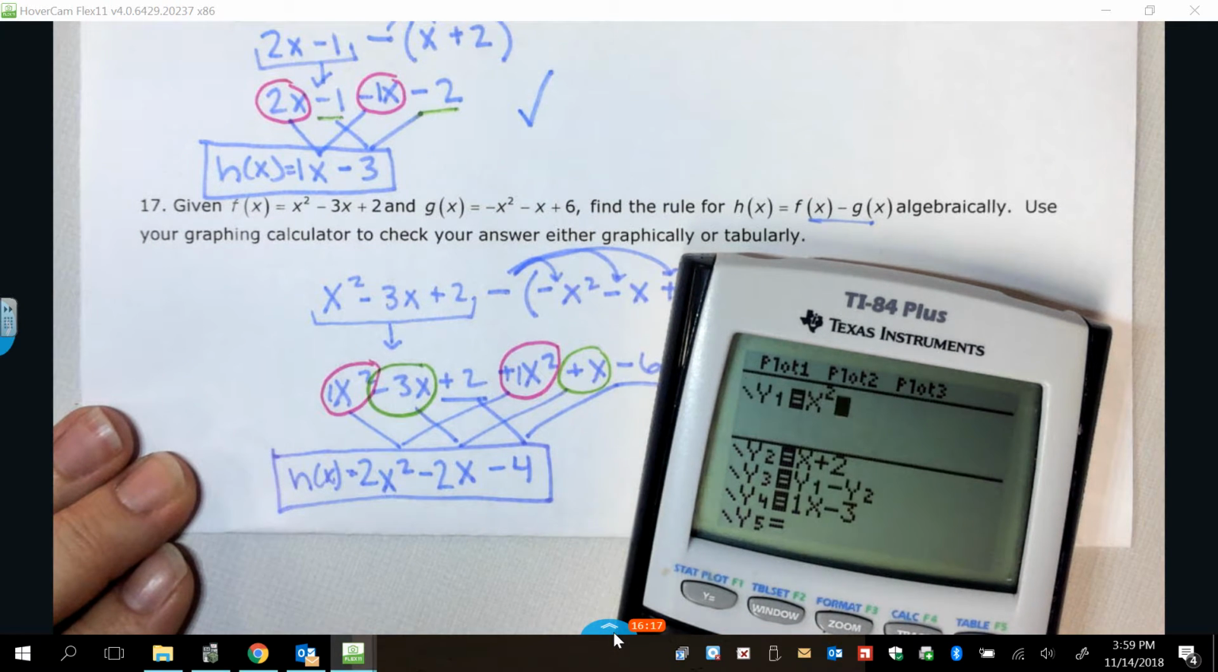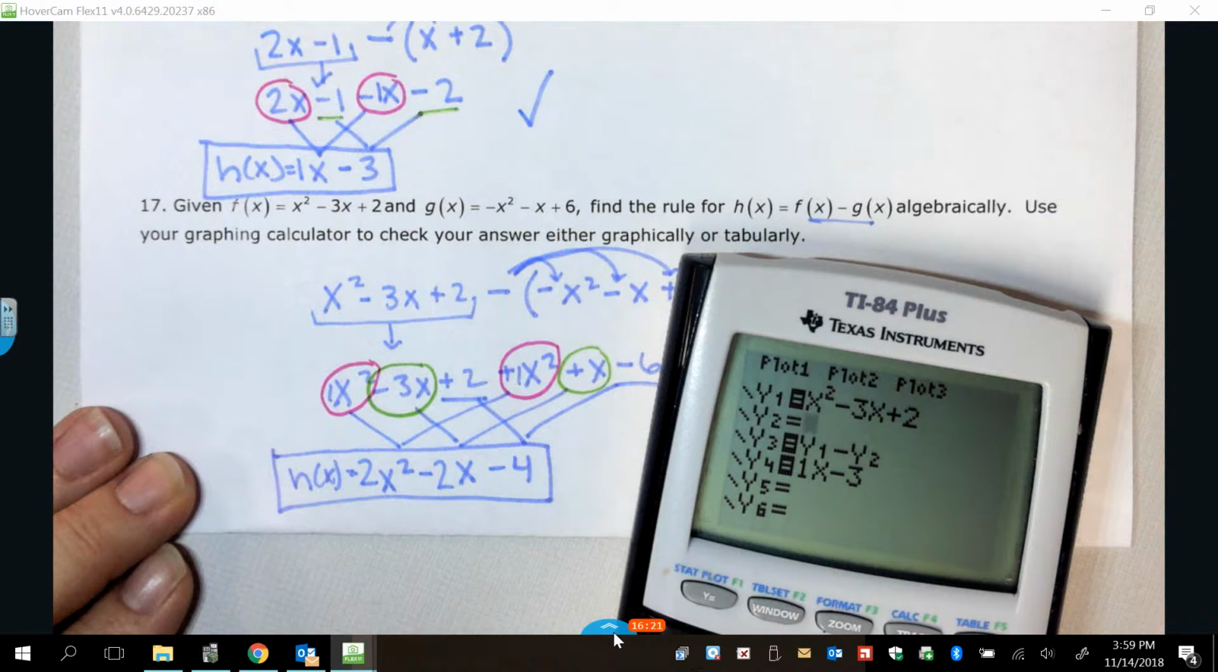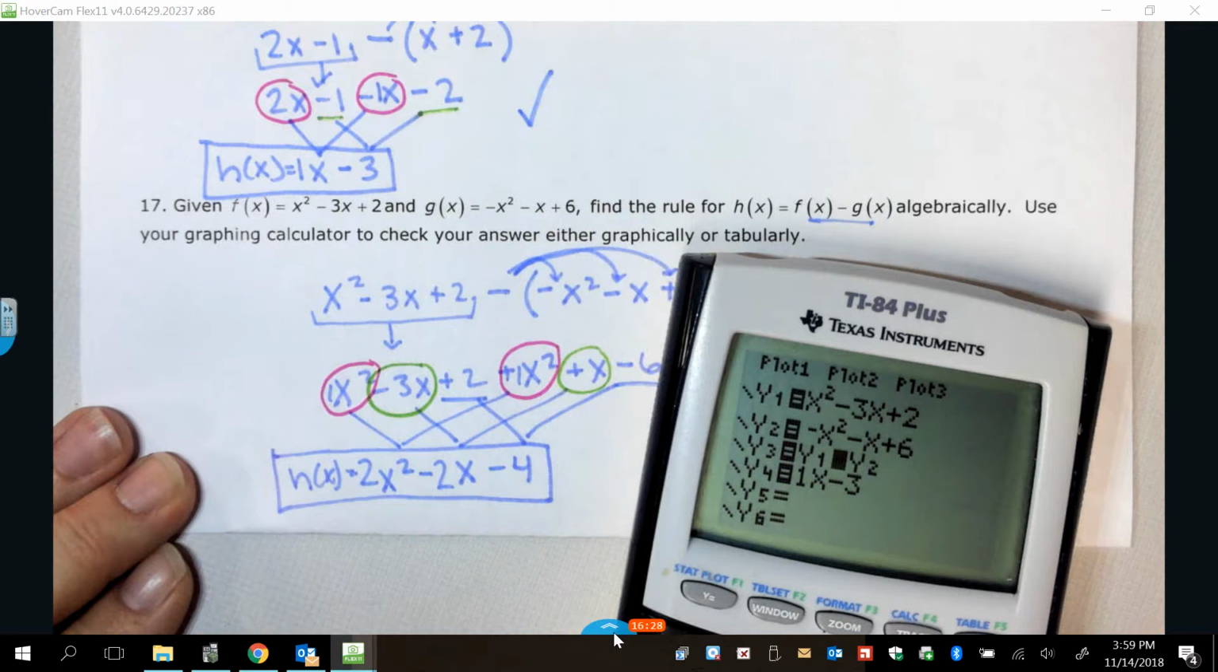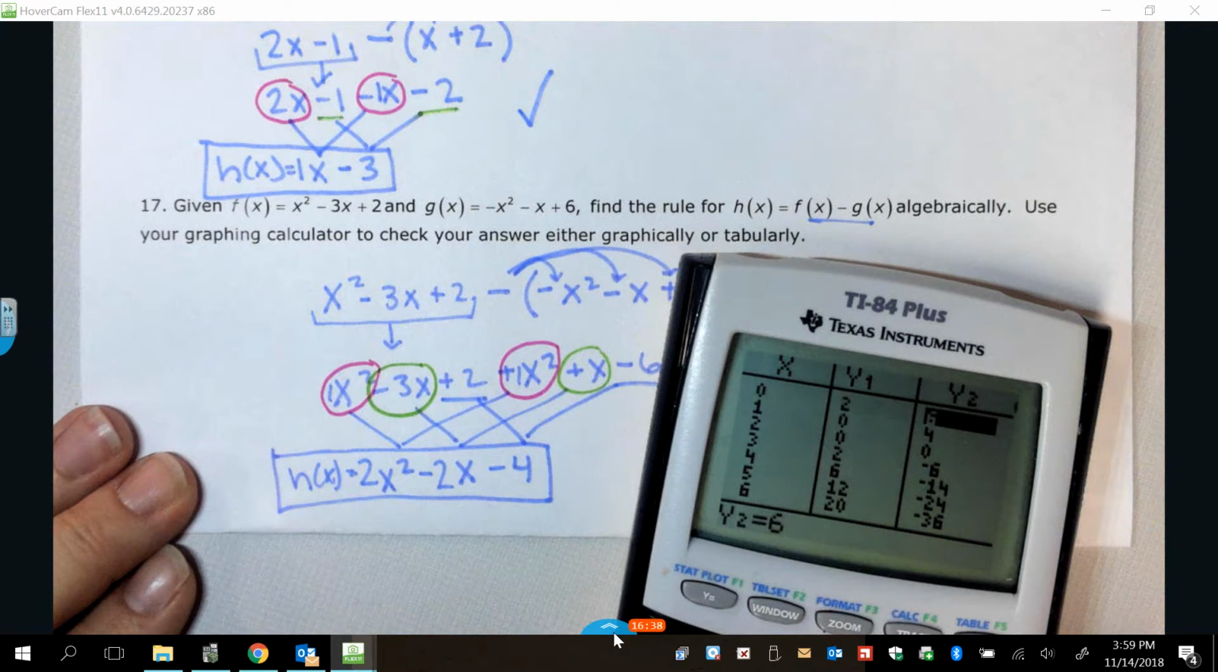X squared minus 3x plus 2, negative x squared minus x plus 6, and this time we were multiplying, subtracting still, haha, just kidding, and right what I came up with, 2x squared minus 2x minus 4, second graph, so y3 and y4 match, so this is correct.